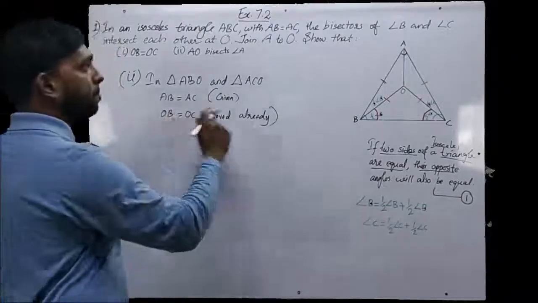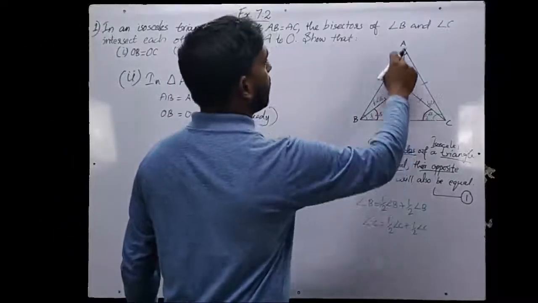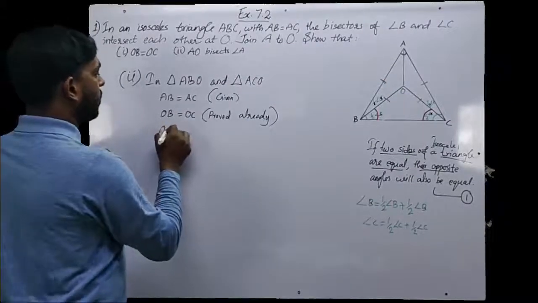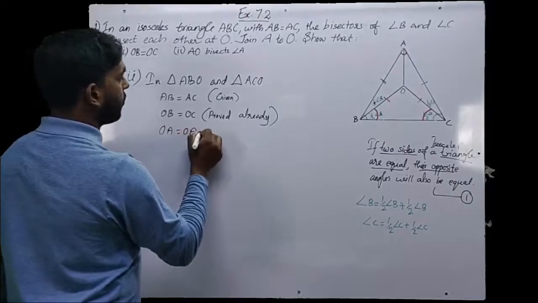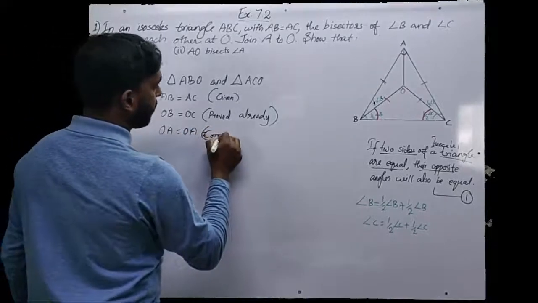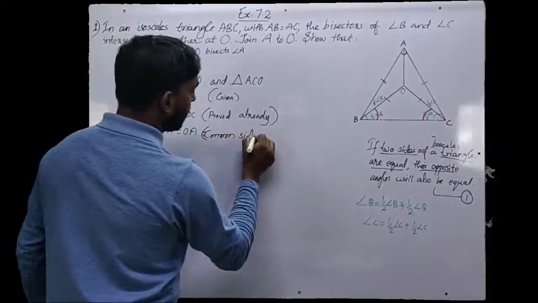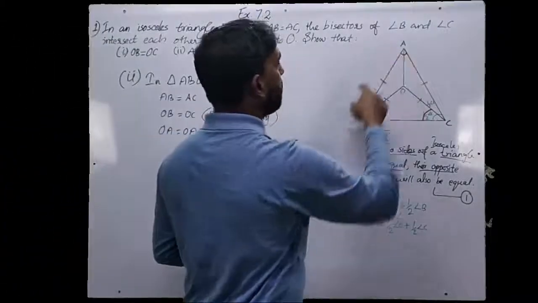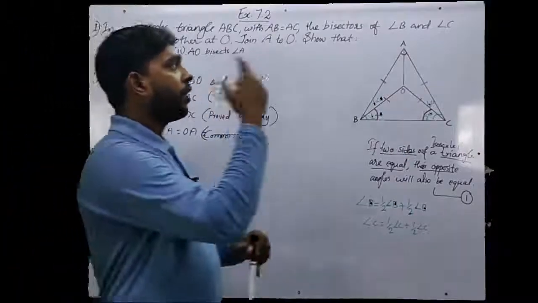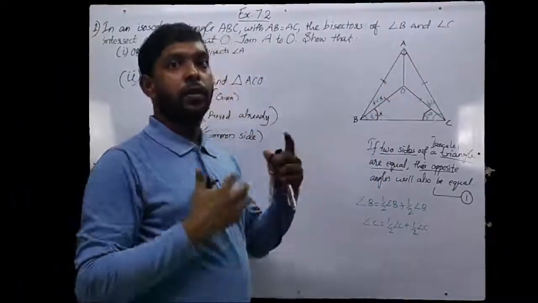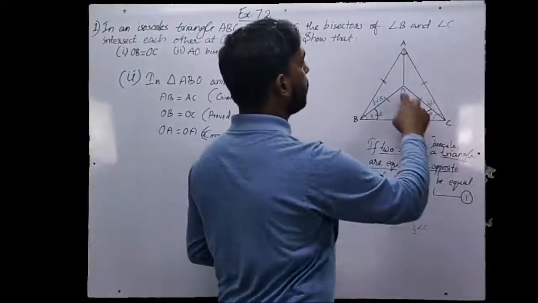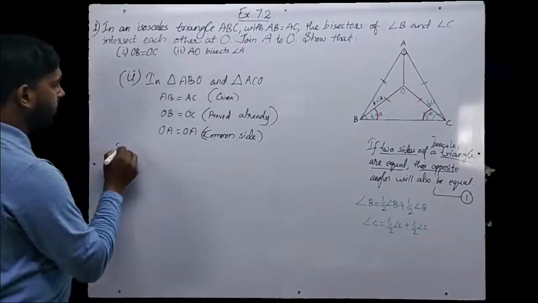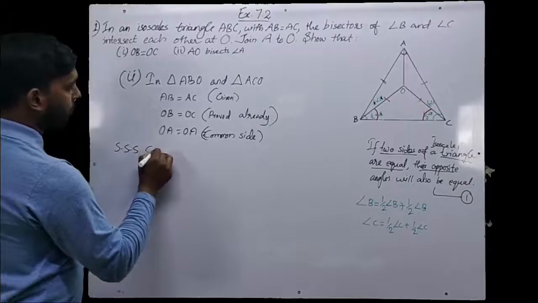Then this is a common side. AO or OA is a common side of both the triangles. So OA is equal to OA. Why? They are common side. Here we understand that the three sides of triangle ABO are equal to the corresponding sides of another triangle ACO. Understand? So here we see the congruence rule. Side congruence rule is satisfied.